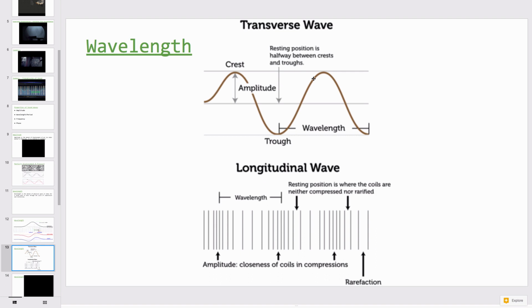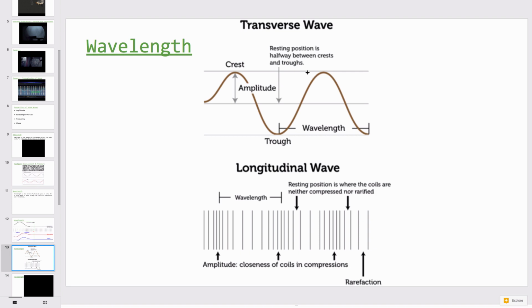And in this other representation, the change over time representation, which I think is the one most people are more familiar with, we go from complete rarefaction to compression and back to rarefaction, and that right there is one wavelength. Okay, so we have an amplitude.